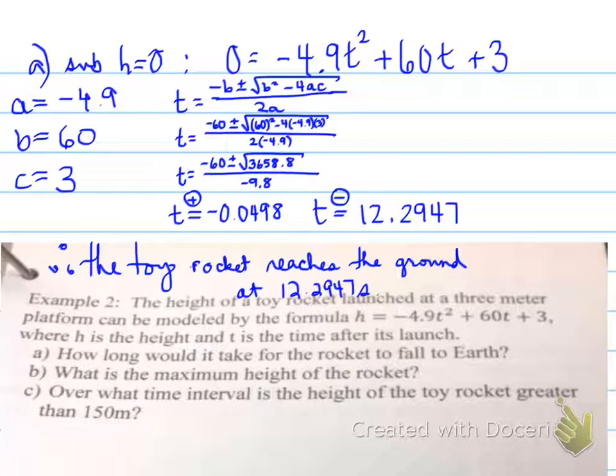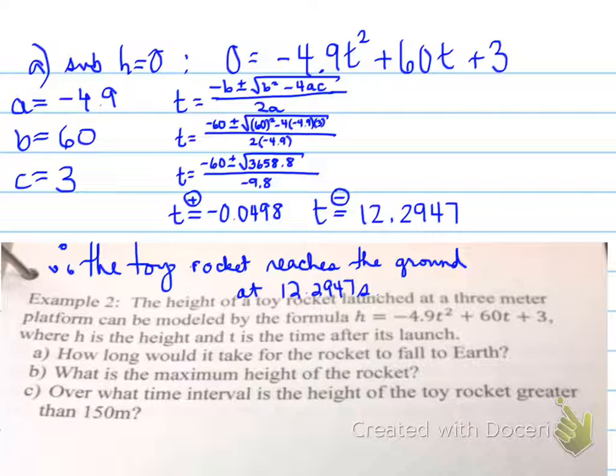All right, part B says, what is the maximum height of the rocket? To find that, we need to find the vertex. How do we find the vertex, folks? Well, we could go back and try to complete the square, probably get some pretty ugly numbers here, or we could use the information we have in part A to find the information in part B. How do we do that?